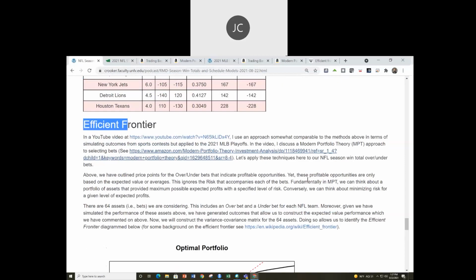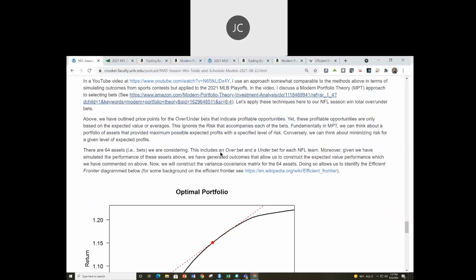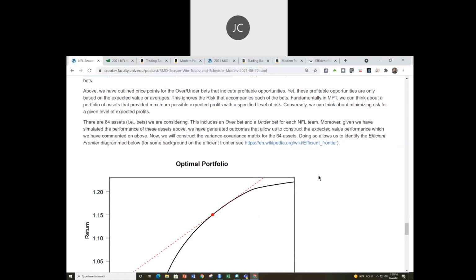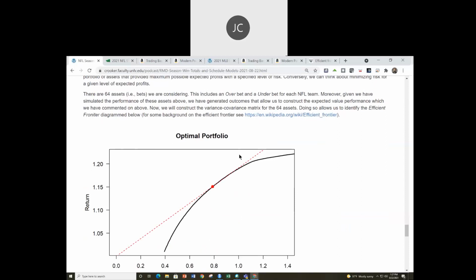And so what we're going to do here, we're going to think about there's 32 assets for every team over, and then 32 more assets for every team under. So we've got a universe now of 64 potential assets, taking the over and under. And using that risk and return parlance from our modern portfolio theory, we construct the efficient frontier. And that is the extremes of return given a level of risk that is attainable given these assets. And since I've simulated the asset performances 10,000 times, we can calculate the expected return and variance-covariance structure.